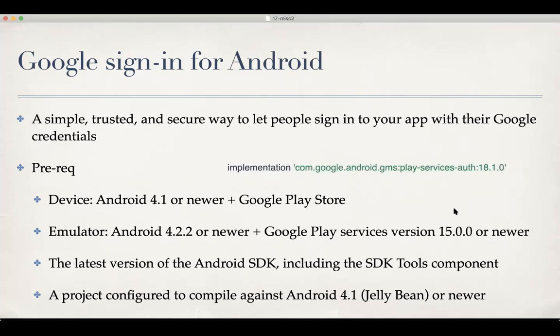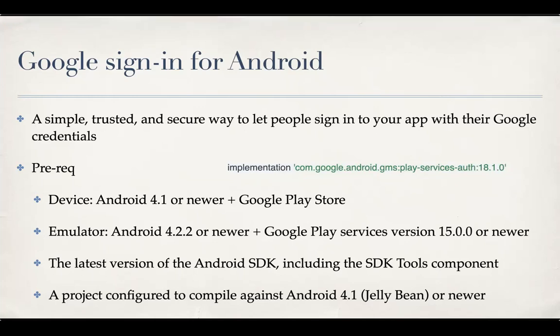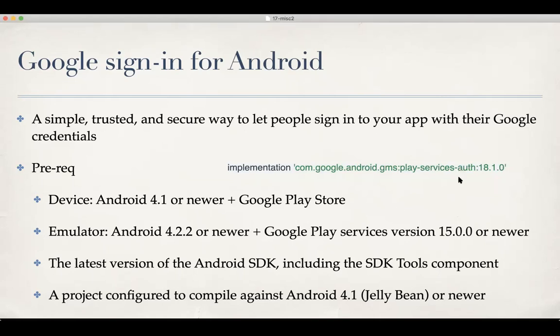Okay. So in Gradle, you would add this line: implementation com.google.android.gms:play-services-auth, with its latest current version being 18.10. So adding this provides us with classes and libraries that can let us authenticate and use those authentications.